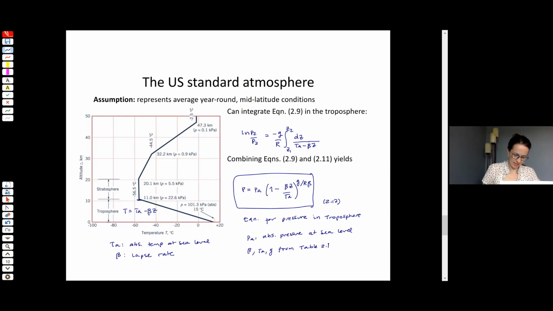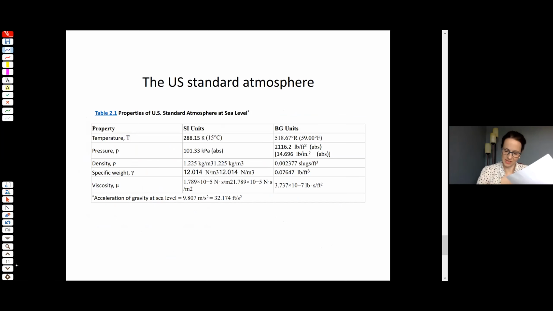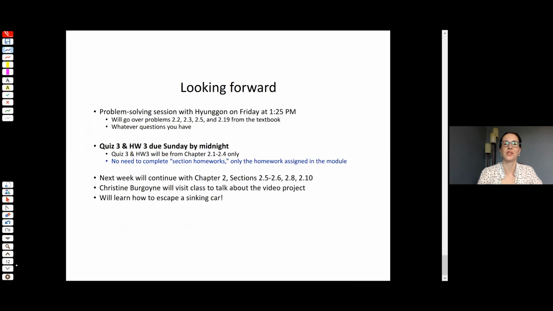And my goodness, it's 2:15, so I need to wrap up. In the top equation, yes, it's natural log of P2 over P1 in parentheses. I need to wrap up, we're at time.